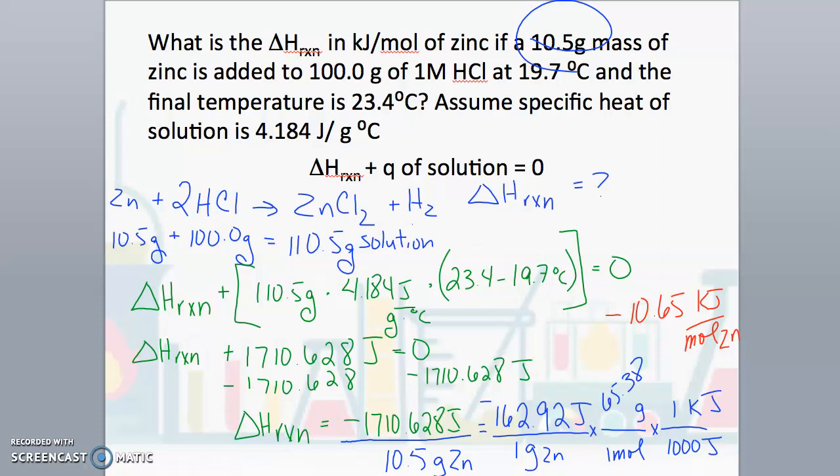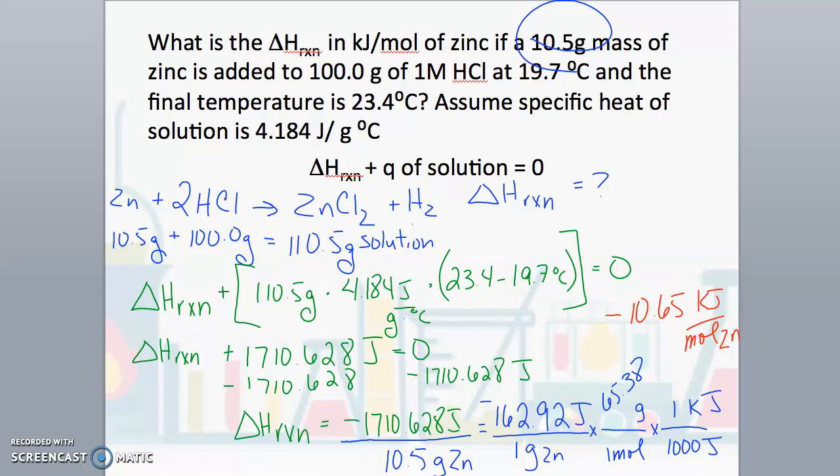So what we're going to do is use the delta H reaction plus MC delta T of the solution. So the solution is the zinc and the HCl. We're going to have to add those two masses together. We're using 4.184 as the specific heat of the solution, and we're doing the delta T, final minus initial, as always. So when we cancel our units while solving this, we end up with joules. So I can move the value 1710 to the other side of the equation, get the delta H reaction by itself, and it feels like I'm done, right? I've got 1710 joules, but looking back at this problem, what we're looking for is kilojoules per mole.